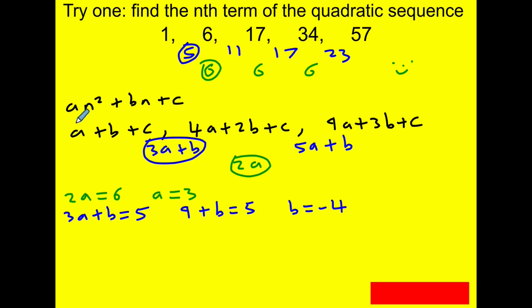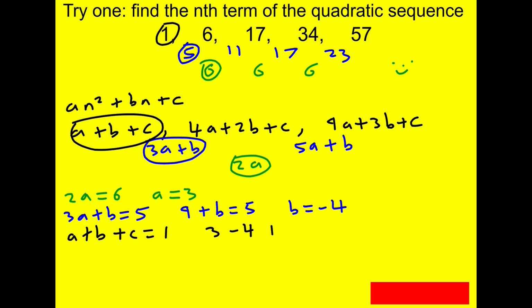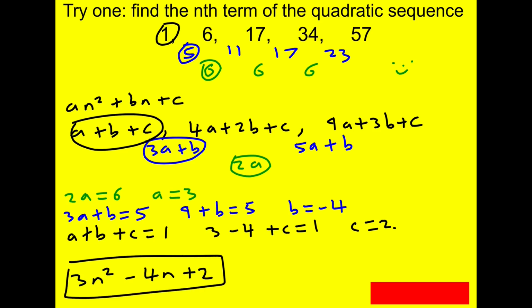And then finally, a plus b plus c equals 1. But we know what a is, and we know what b is. So 3 minus 4 is minus 1. Add the 1 to both sides so we can see that c is equal to 2. And we have the nth term as 3n squared minus 4n plus 2. There we have it.